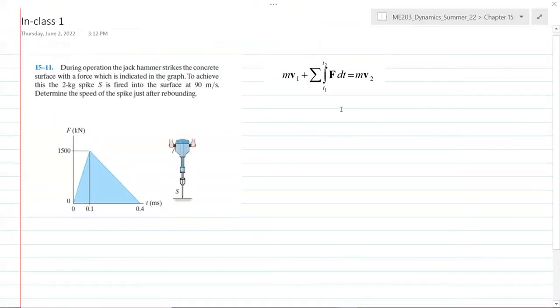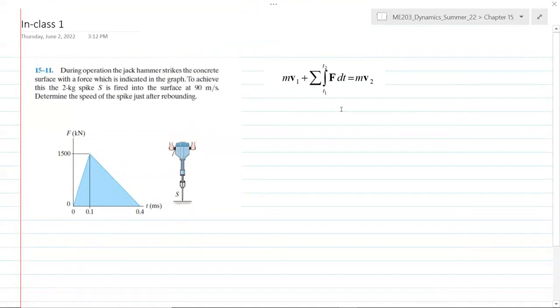Chapter 15 in-class exercise 1, problem 15.11. Linear impulse and momentum problem. This is the principle of linear impulse and momentum: initial momentum plus the sum of all the impulses equals final momentum.